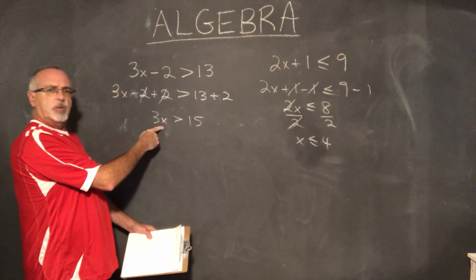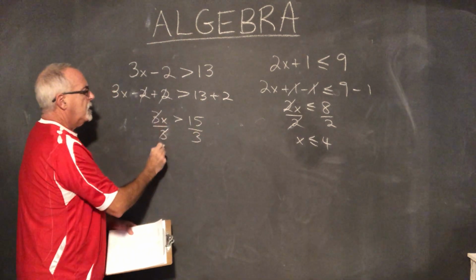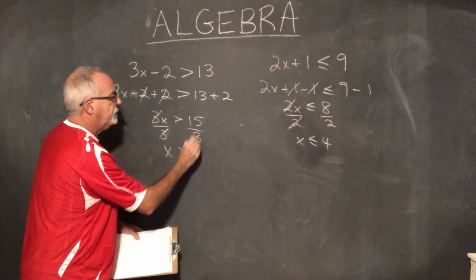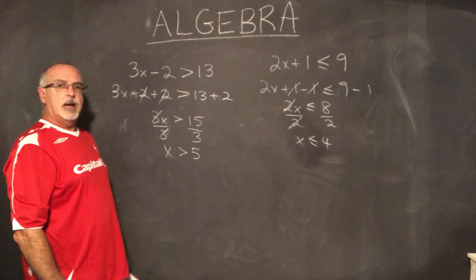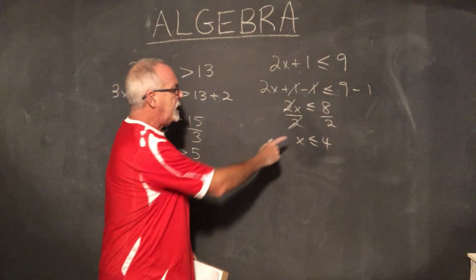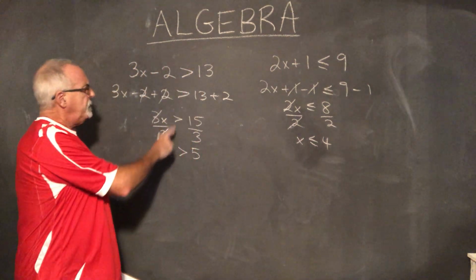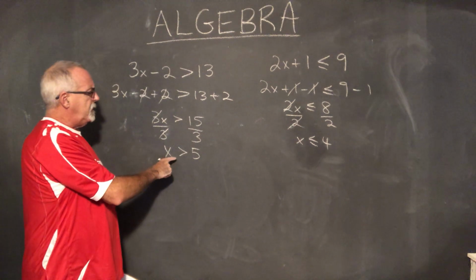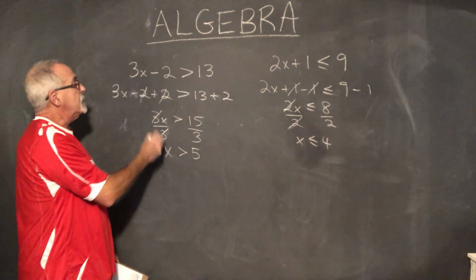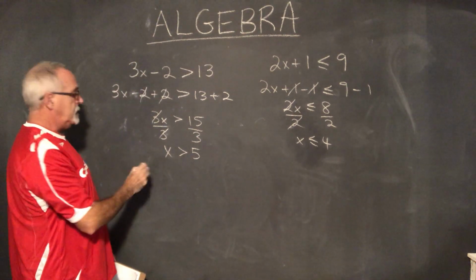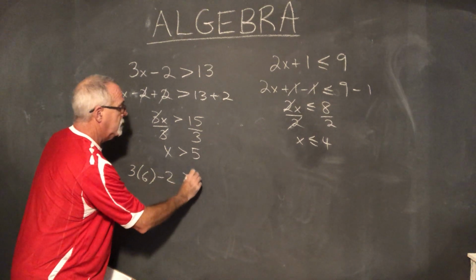Now I have to divide both sides by a 3 because I want to isolate my x. These cancel. X is greater than 15 divided by 3, which is 5. I have my answer. It works. Should I test this? Now that we have inequality symbols, we can test. So if this is true, then if x is, say, 6, it should work, right? So let's try replacing x with a 6. 3 times 6 minus 2 is greater than 13.